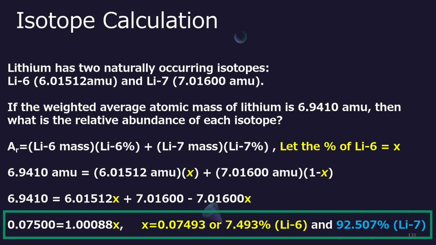0.07493, which is about 7.493%. And that's for lithium-6. On the other hand, 100% minus that number must be the lithium-7, which is 92.507%.